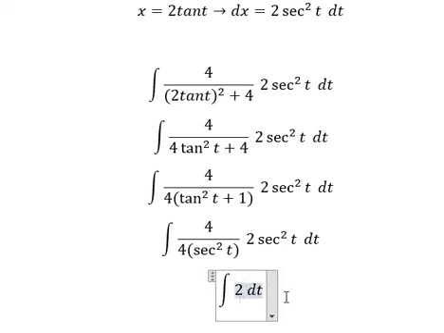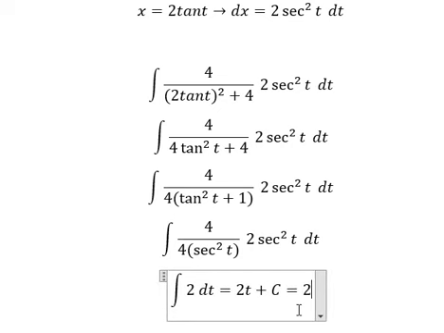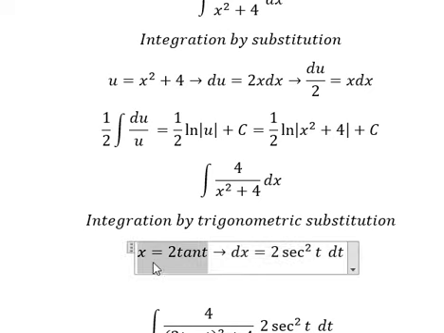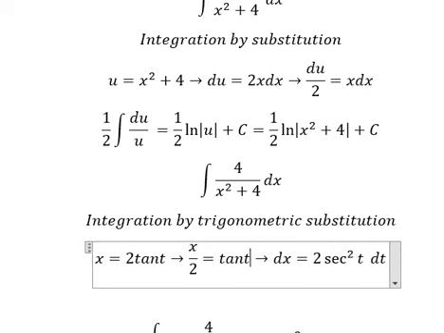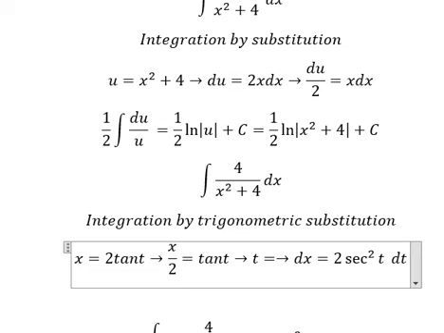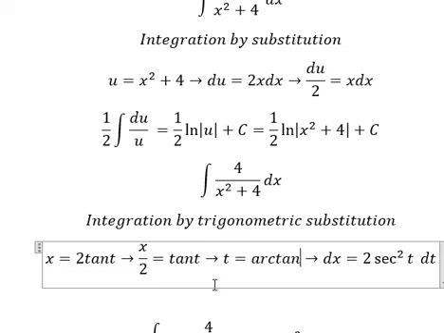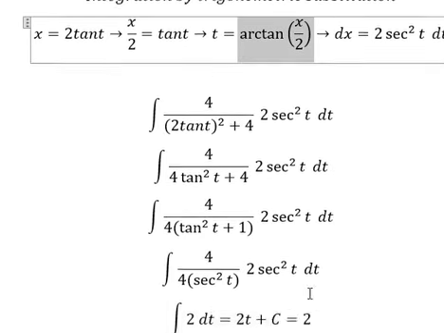Now we need to simplify 4 secant of t squared, so we have 2. The integration of this one, we have 2t, and I will put c. About t, that is this one, so we need to divide both sides by 2. And we can find the value of t, that is arctan of x over 2. Later, we can change the value of t.